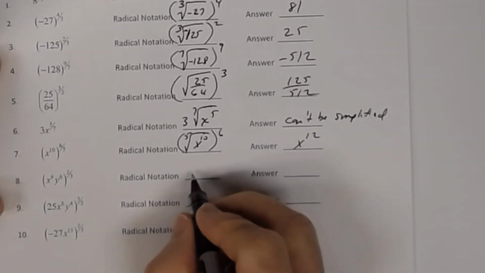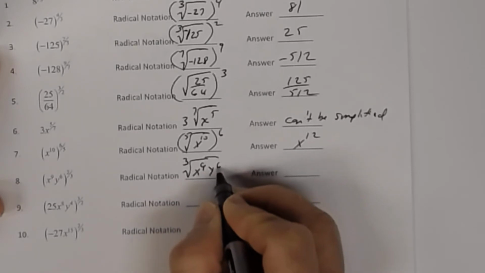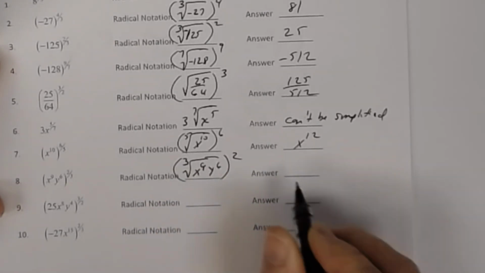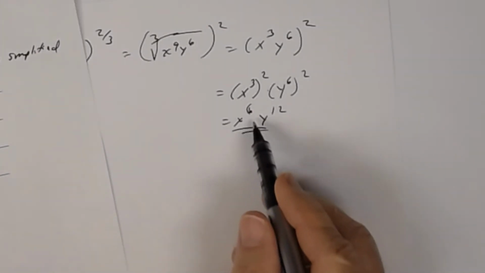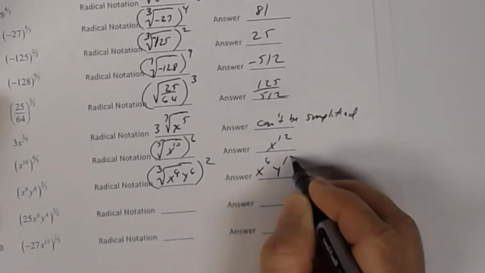So in terms of this answer here, the radical notation, you would say the cube root of x to the 9th, y to the 6th squared, like that. And then the answer is x to the 6th, y to the 12th.